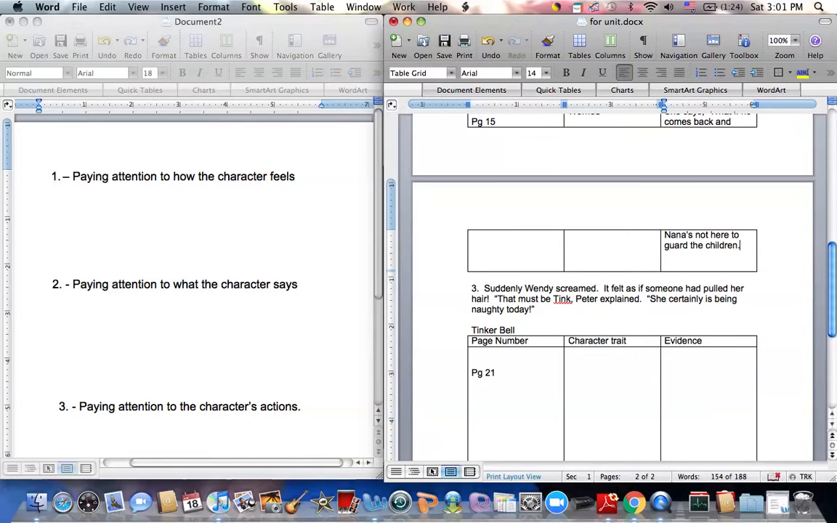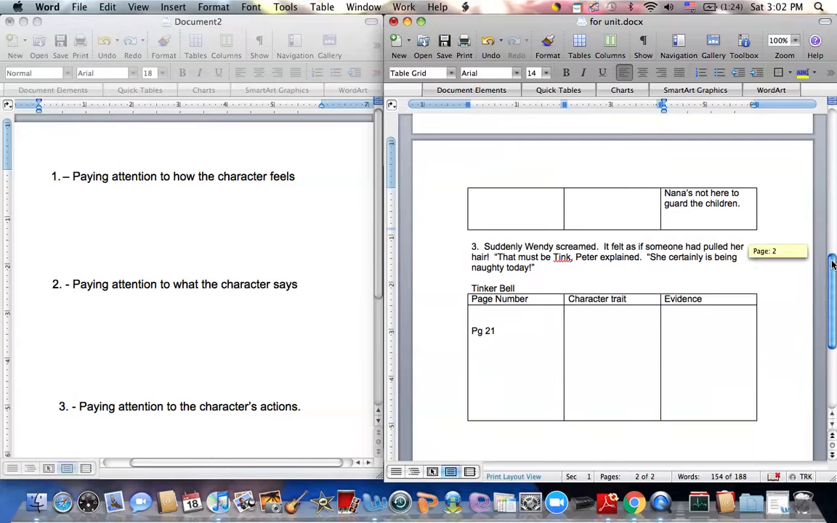For number 3, I'm going to be focusing on what the character does, the character's actions. So this passage says, suddenly Wendy screamed. It felt as if someone had pulled her hair. That must be Tink, Peter explained. She certainly is being naughty today. This passage is talking about Tinkerbell. Character trait, I'm going to say mean. My evidence, Tinkerbell pulls Wendy's hair.